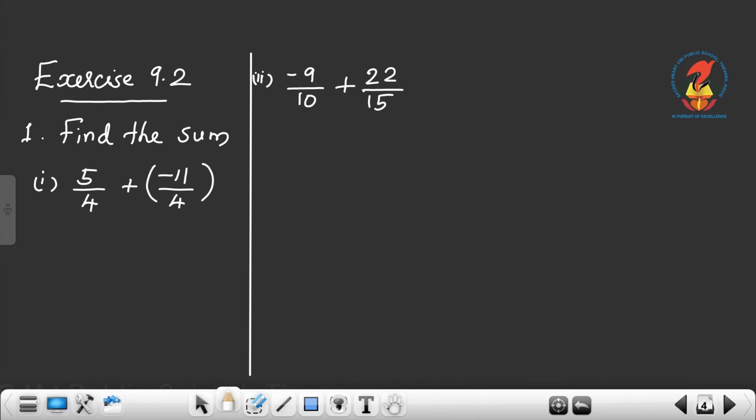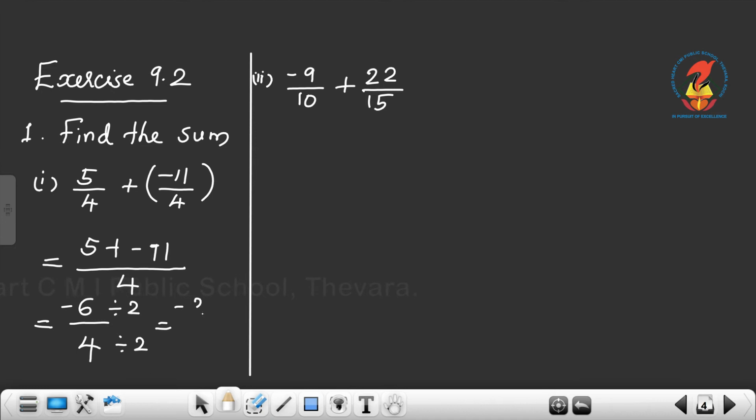Now we can consider the problems given in exercise 9.2, question number 1. Find the sum. First question, 5 by 4 plus negative 11 by 4. The denominators are the same, so you add the numerators: 5 plus negative 11 by 4 is equal to negative 6 by 4. Now reduce to the lowest form: divide both numerator and denominator by 2, so negative 3 by 2. So the answer is negative 3 by 2.